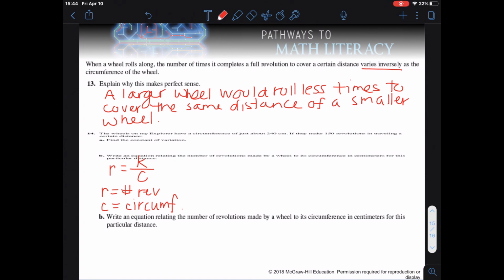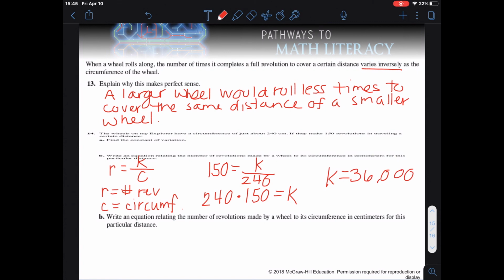To find this constant, we're told that they make 150 revolutions when the circumference is 240. So this constant of variation would be 240 times 150. So the value of K will be 36,000. So an equation that relates the number of revolutions made by a wheel to its circumference in centimeters would be the number of rolls is 36,000 over their particular circumference. Okay.